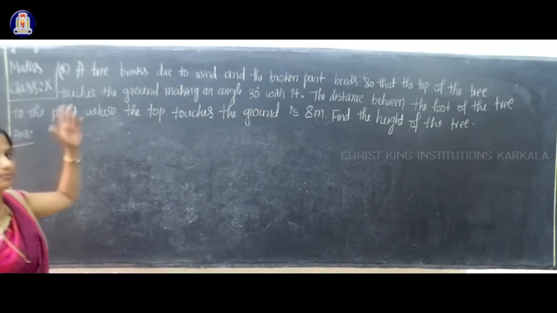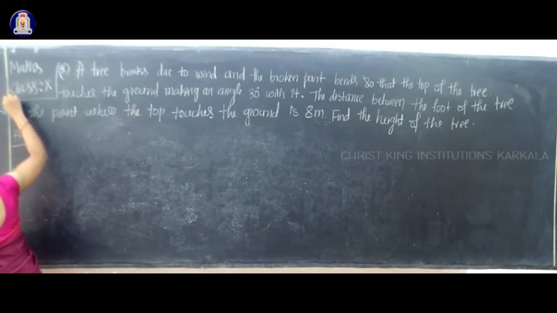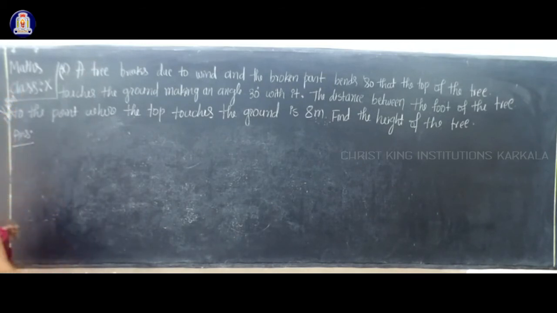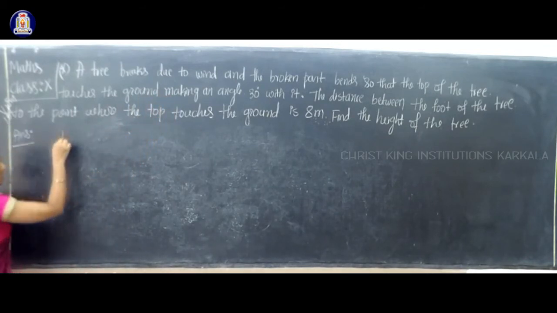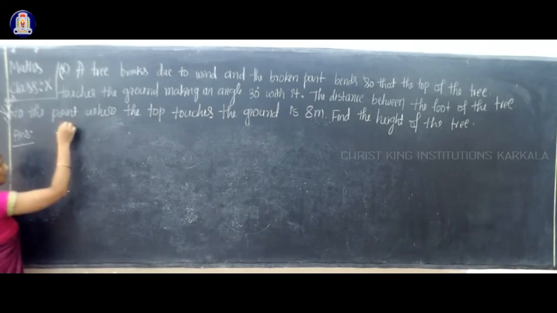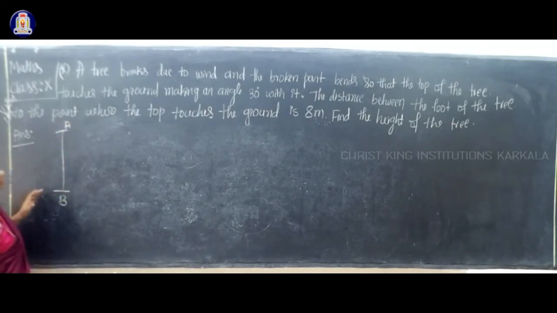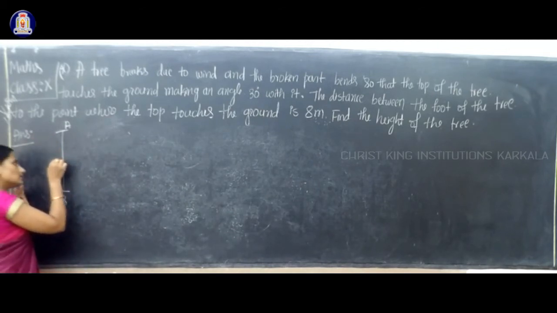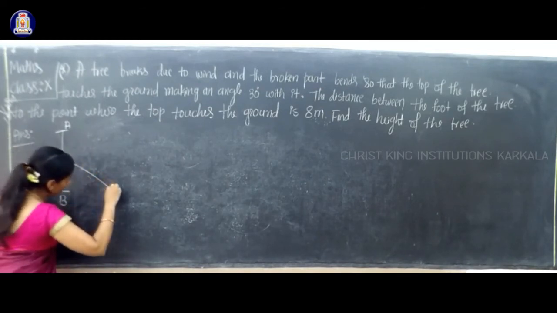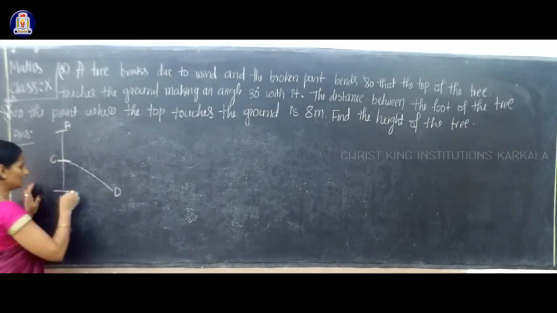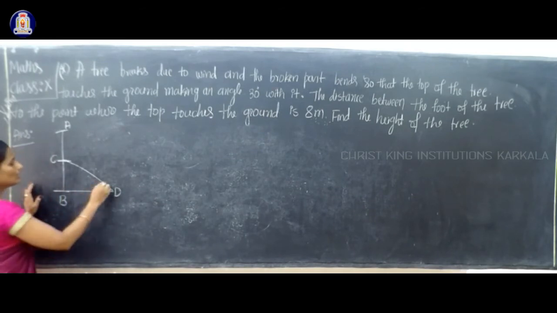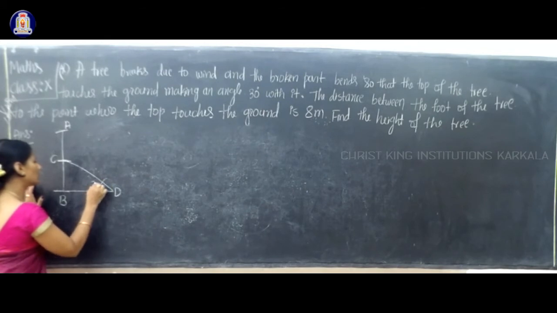Okay, so now again I am repeating. This is very, very important for 5 marks or 4 marks in the question. Say a tree breaks due to wind. So there is one tree, that is AB. The broken part bends so that the top of the tree touches the ground. Suppose here it breaks, so that point is the broken point. The top of the tree touches the ground, so I mark it as D. That makes an angle of 30 degrees with the ground.